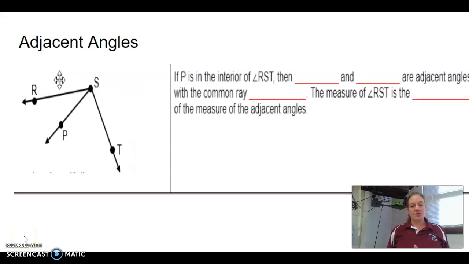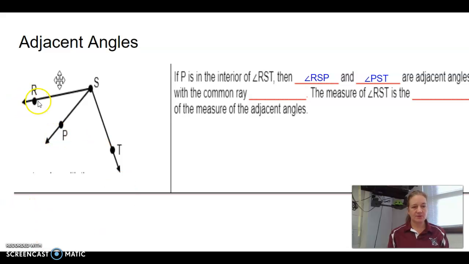Here's the last part of our notes for the day, for part 1. So we're going to talk about adjacent angles. And adjacent just means next to. So when I say adjacent, I just mean next to. That's all it means. So I'm going to go through the math definition. Okay. If PS is the interior of angle RST, then, this is the math definition, RSP and PST are adjacent angles.